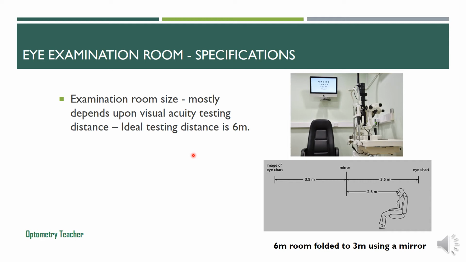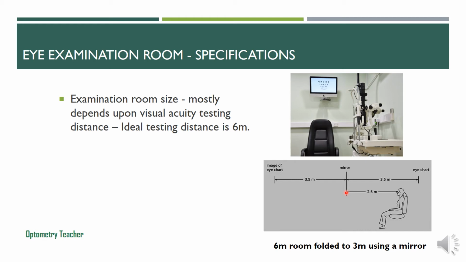If we are using a visual acuity chart that can be used at 6 meters, we use a room size of 6 meters. And not everywhere you will have the luxury to select a room that is 6 meters long or sufficiently broader. You can still use a 4 meter room, where you can optically fold. What I mean by optically fold is you can use a mirror, so that you can easily convert the half of the distance into full distance.